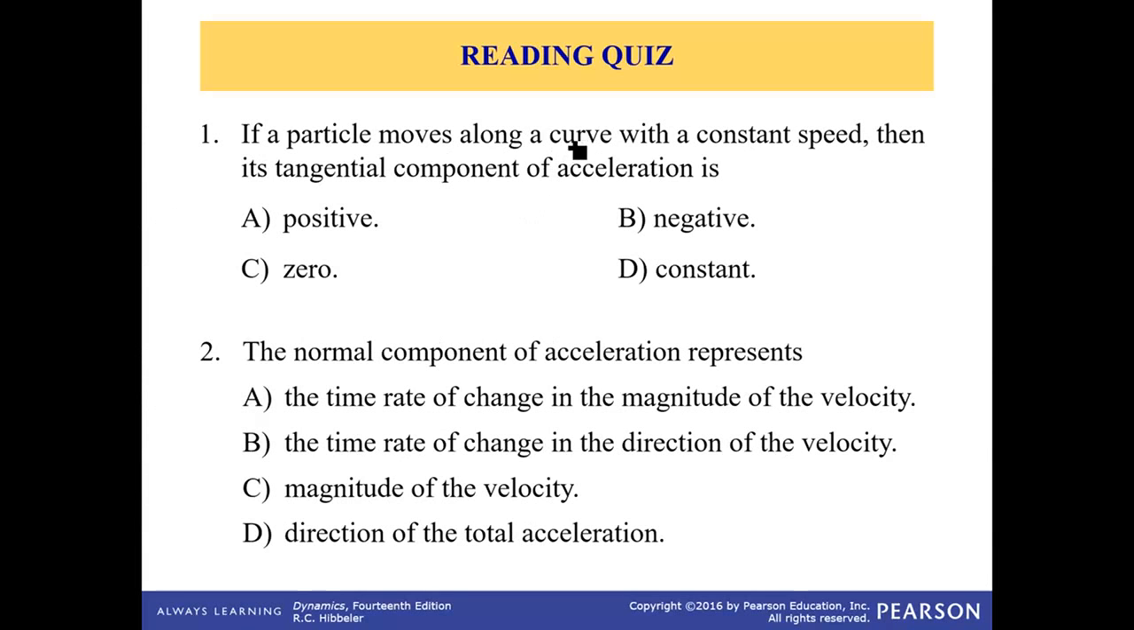If a particle travels along a curved path with a constant speed, then the tangential component of the acceleration is 0. The normal component of acceleration represents the time rate of change in the magnitude of the velocity, the time rate of change in the direction of the velocity, the magnitude of the velocity, or the direction of the total acceleration, and the correct answer is B. It depends on the direction or change of the velocity. Anyway, we'll learn about these answers through the presentation.